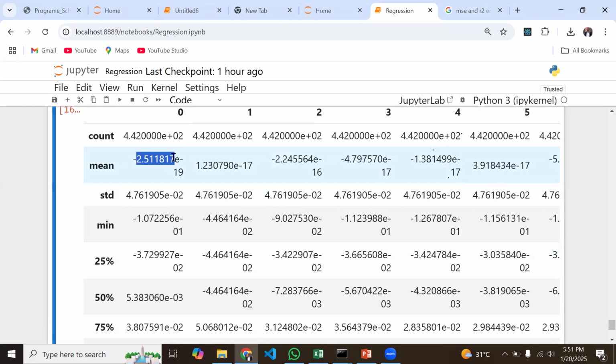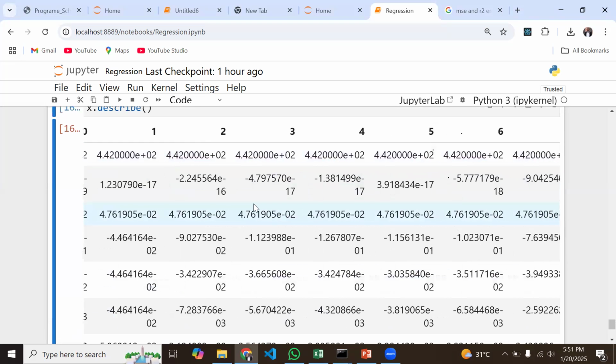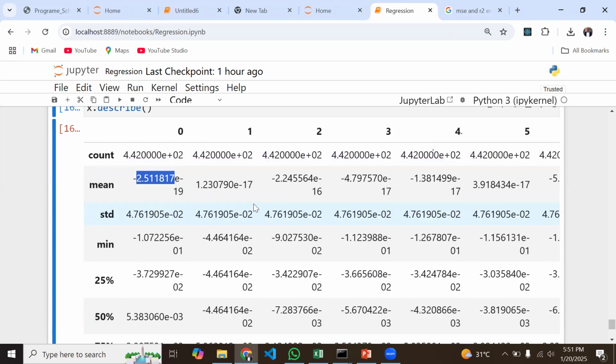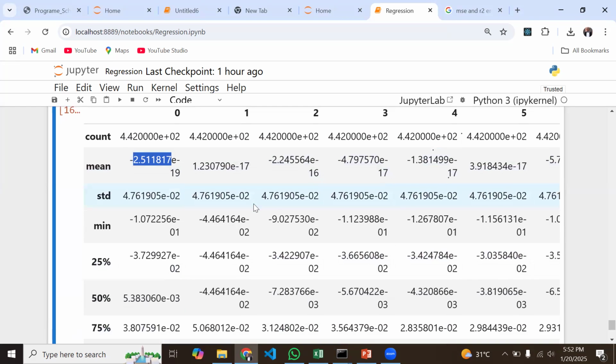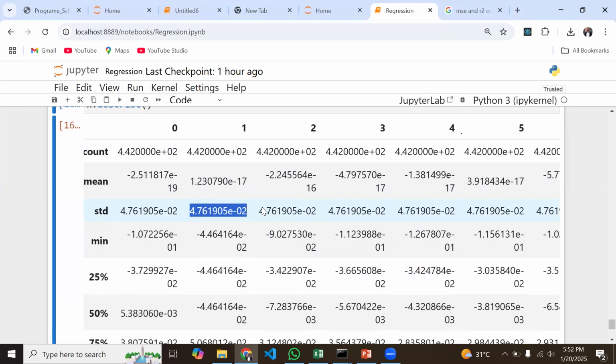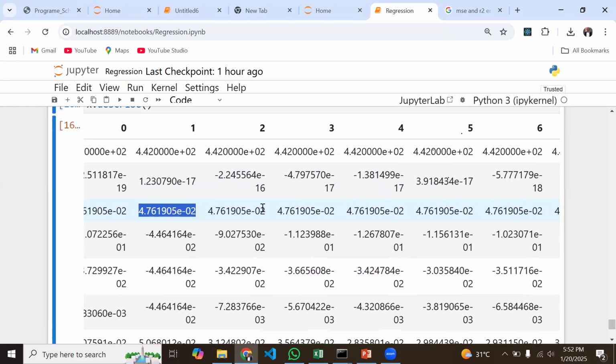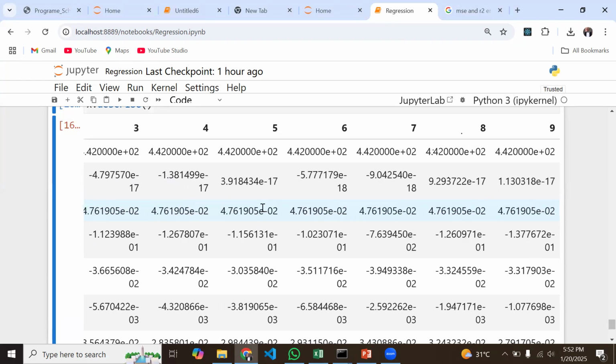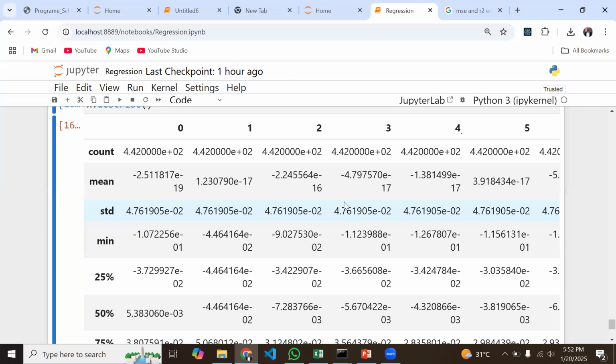Now, based on what we see over here, this is just for the first column, which is age. We see other ones as well, and I think the other ones are almost the same in terms of their standard deviations. In fact, in terms of standard deviation, I think all of them are the same.